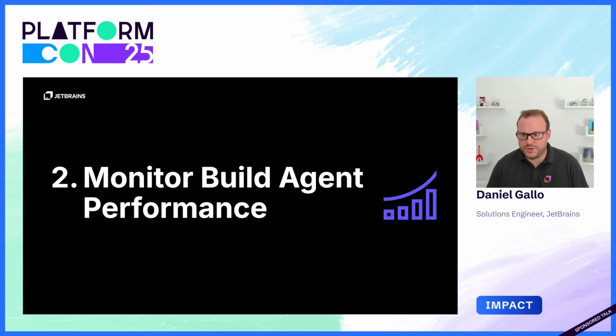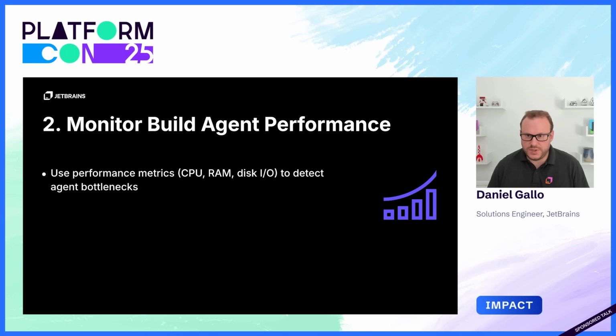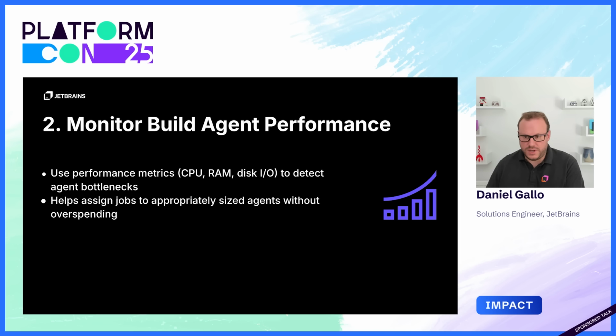Point number 2 is monitoring the build agent performance. It can be quite tempting to run all of your builds on a high spec agent just to get the maximum throughput from that particular build. But you might not necessarily be leveraging the full capabilities or the full resources of that agent. So if you have a way to capture performance metrics while the build is running, for example, CPU, RAM usage, this can help you to right size the agents and help assign your jobs to appropriately sized agents without overspending.